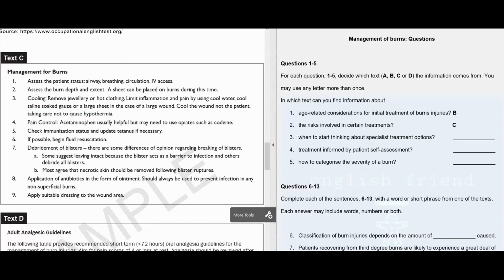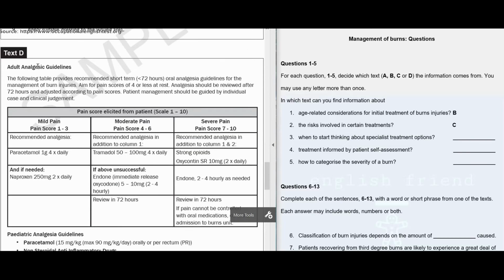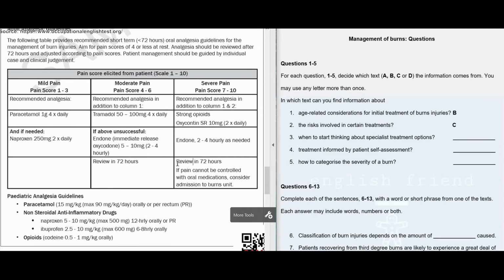Now question number 3. When to start thinking about specialist treatment options. This information can be found in text D, which deals with adult analgesic guidelines. A table can be found there. In the third column on the right side, you may find severe pain, and in the last box under that heading, you may see if pain cannot be controlled with oral medications, consider admission to burns unit. So that's the specialist treatment options. So the answer for question number 3 is D.